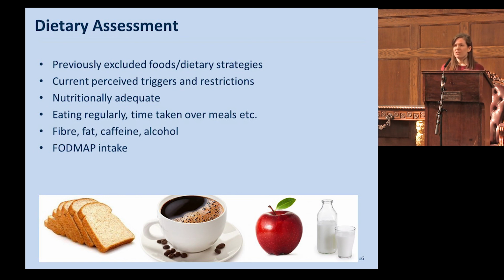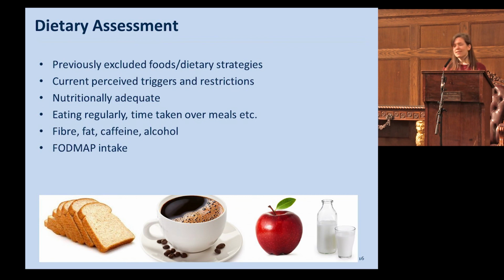People might say, "Oh, peppers make my symptoms worse," or "tomatoes do," but when they're eating a mixed diet, it might be very difficult to identify whether that food is actually a trigger or not. So it might be worth suggesting that they do it in a more structured way to try and find out if that's a trigger. Is their diet nutritionally adequate? Are they eating regularly? Are they taking time over their meals? Are they rushing their meals, eating on the go? Are they eating one big meal in the evening and not eating much at all during the day? And could that be contributing to their symptoms in the evening?